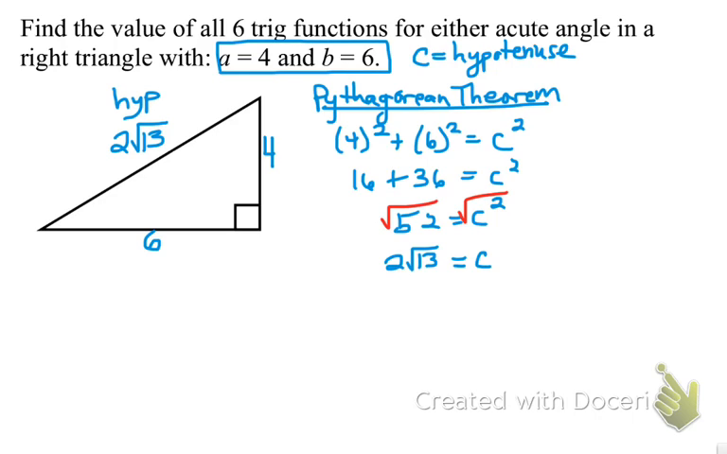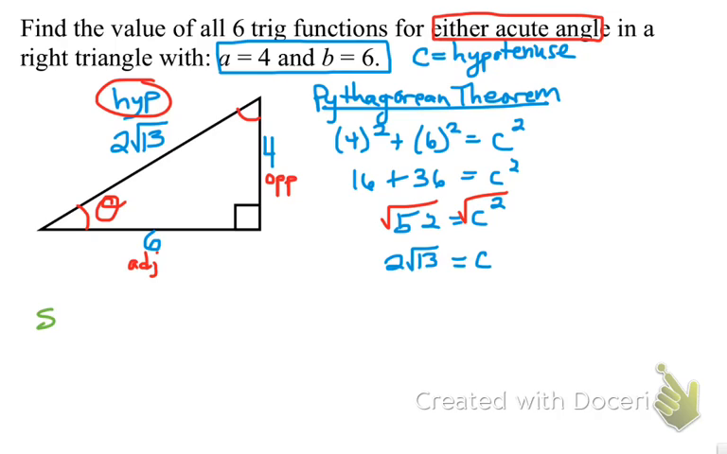Now the problem here says either acute angle, so we can choose either this acute angle or this acute angle. Let's pick this one, and by choosing that, that makes the 4 our opposite side, and it makes the 6 our adjacent side. And of course the 2 root 13 is our hypotenuse, no matter which angle we pick. The opposite and adjacent would be flipped if we had picked the other angle. So knowing opposite, adjacent, and hypotenuse, we're now ready for our 6 trig functions.